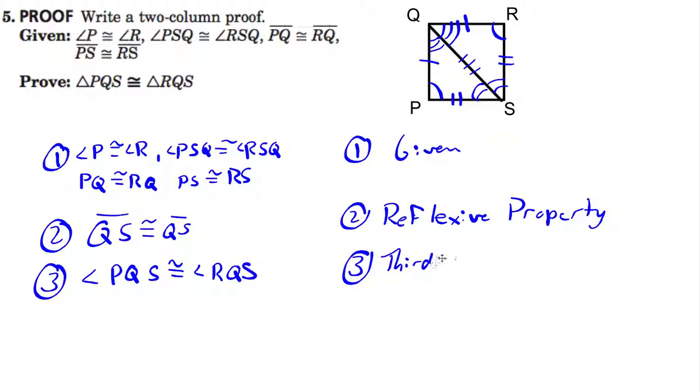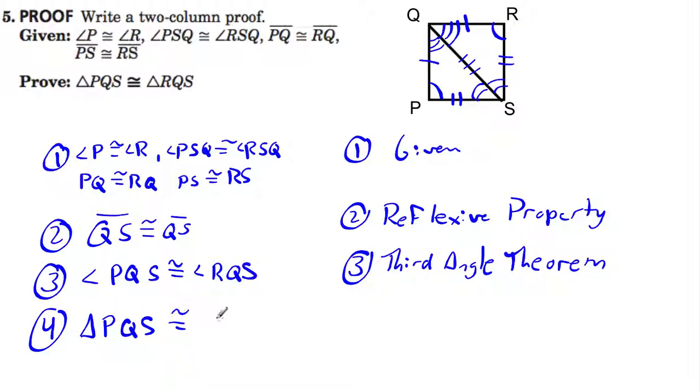And that's the third angle theorem. Remember that from the other day? The third angle theorem says that if two angles in a triangle are congruent, then the third angle must be congruent. Well, now I can see that triangle PQS is congruent to triangle RQS because of what we said earlier. CPCTC, corresponding parts of congruent triangles are congruent, meaning all these parts are the same.